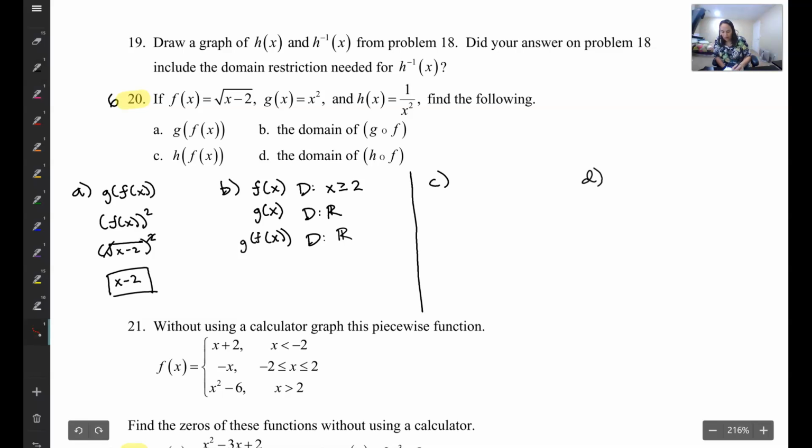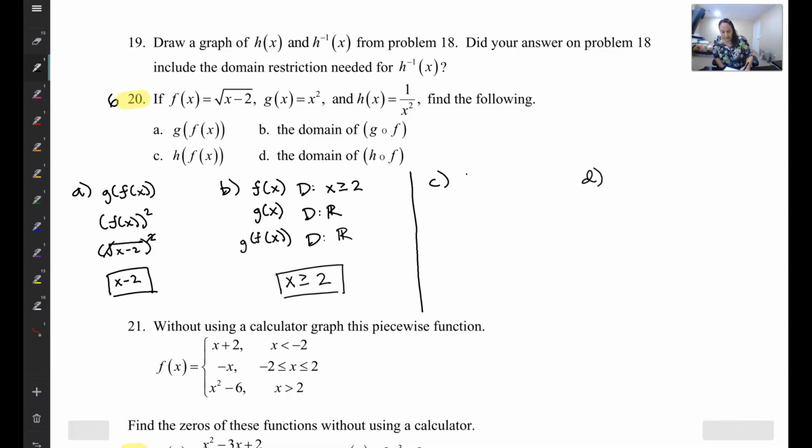Now I'm going to look at all 3 of these options and get the most restrictive domain I can. So in this case, x greater than or equal to 2, all reals, all reals. So our domain is going to be x greater than or equal to 2. It's the most restrictive one. These are the numbers that work for all 3 domains, is another way to think of it. We want which x values work for all 3.